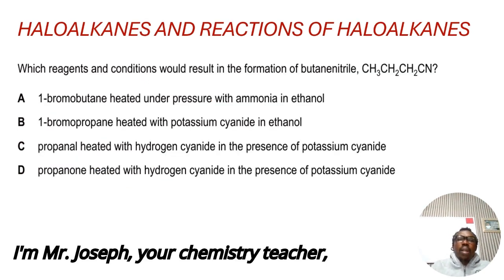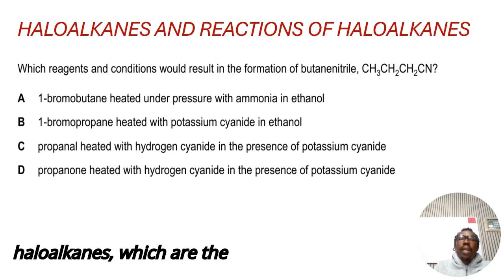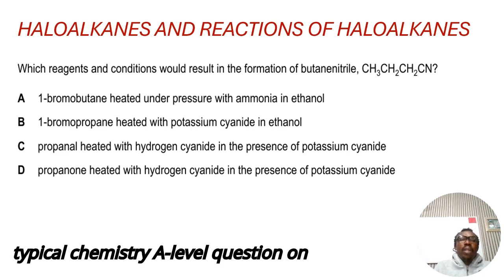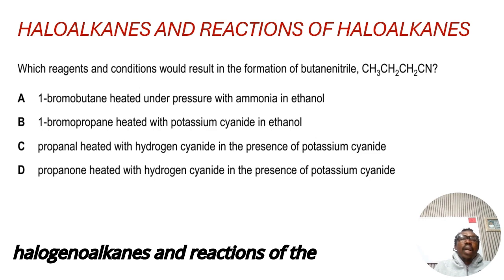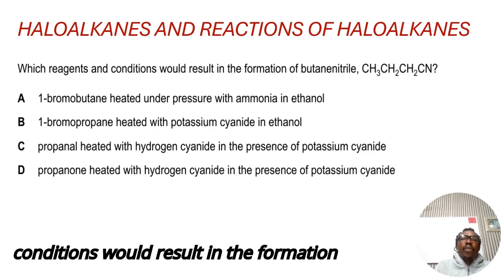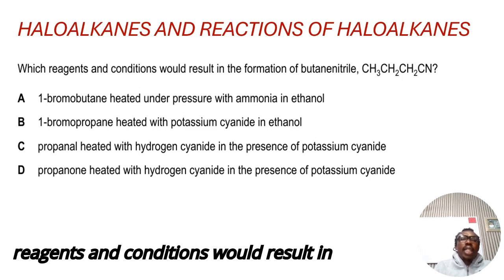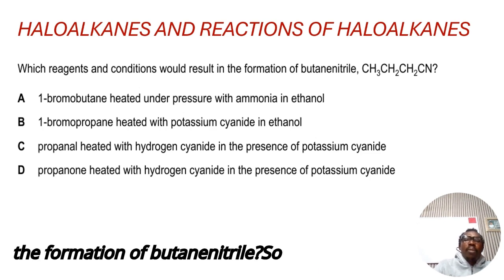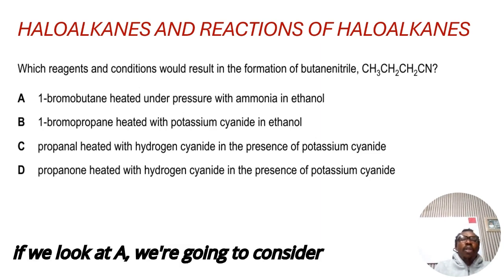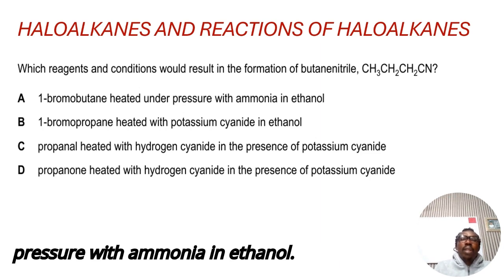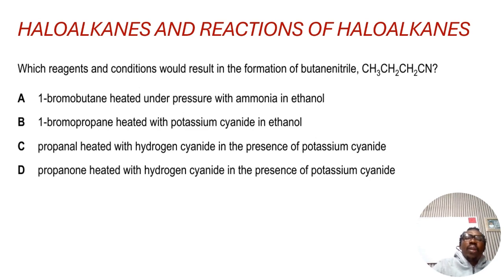Joseph, your chemistry teacher, still on haloalkanes and reactions of the haloalkanes, which are the halogenoalkanes. Now, before us, a typical chemistry A-level question on halogenoalkanes. Which reagents and condition would result in the formation of butane nitrile, which is CH3CH2CH2CN? Butane nitrile. If you look at A, we're going to consider the option 1-bromobutane heated under pressure with ammonia and ethanol. So A is wrong.